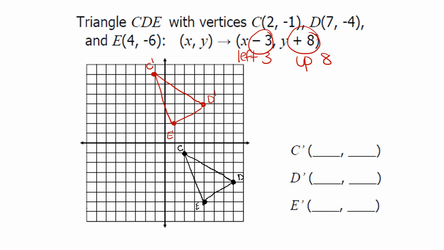Once you have graphed your new shape, you can look at your new points. So C is now at -1, 7. D is at 4, 4. And E is at 1, 2.